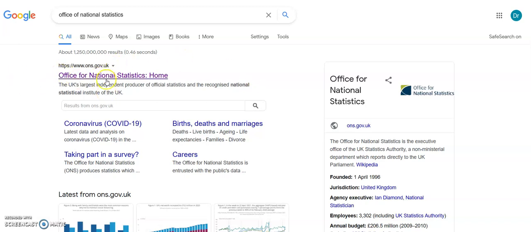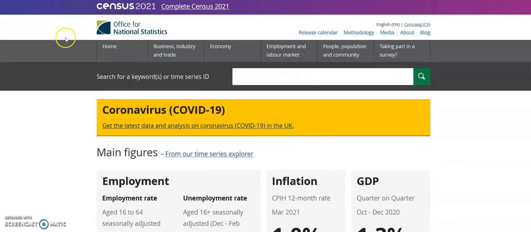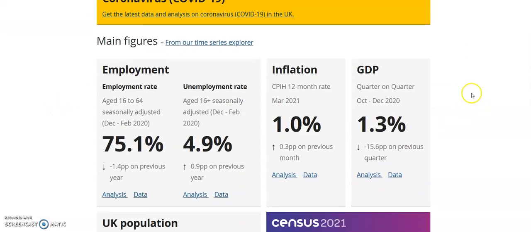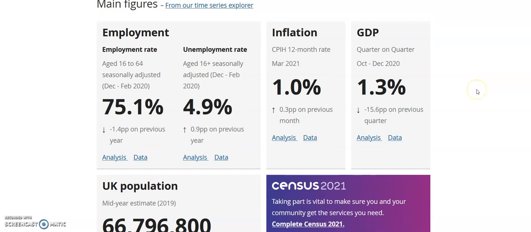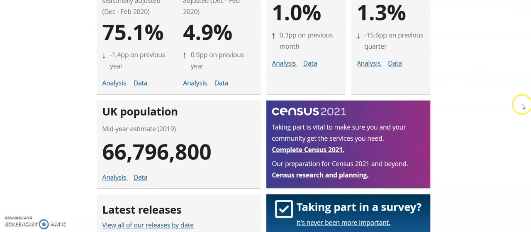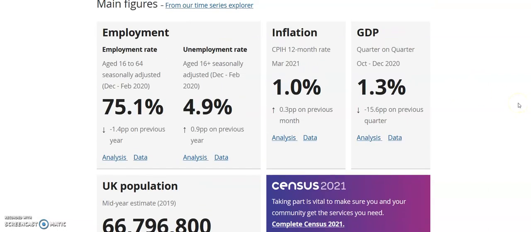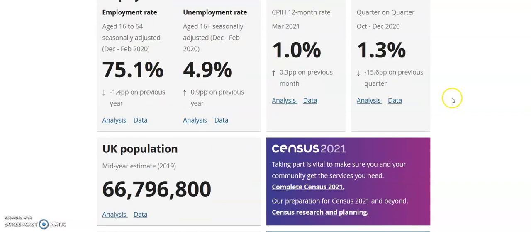If we click on the Office of National Statistics, ONS, you will find data about employment, inflation, and gross domestic product, GDP. Today we'll focus on employment.